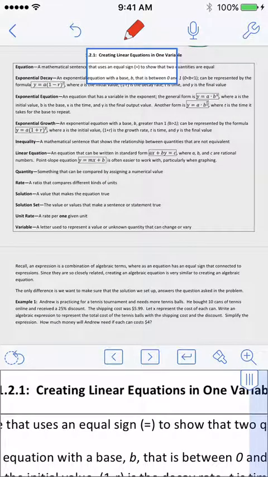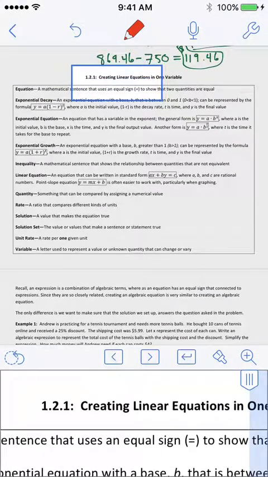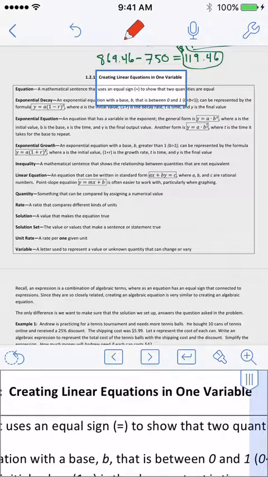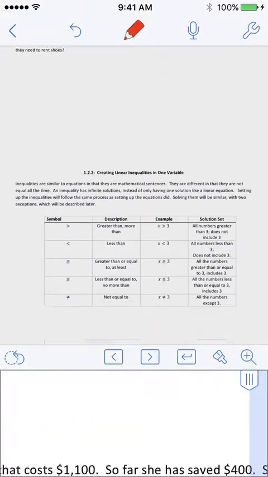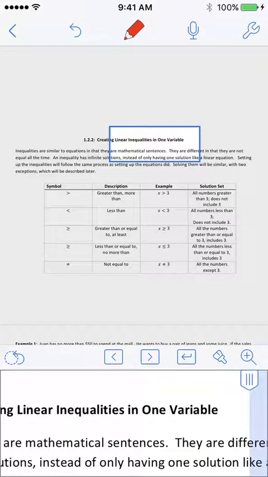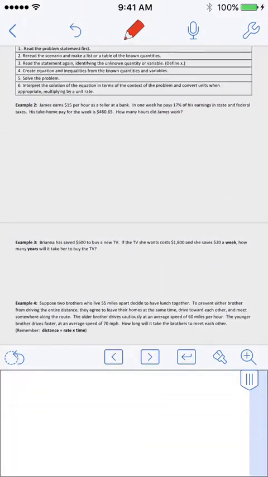Okay, section 1.2.1. We are now in the second section. There's actually going to be two parts today, 2.1 and 2.2. The 2.1 is about creating linear equations, and then 2.2, if you scroll down or flip the page, you'll see it's about creating inequalities. A couple things we've actually talked about before, right?